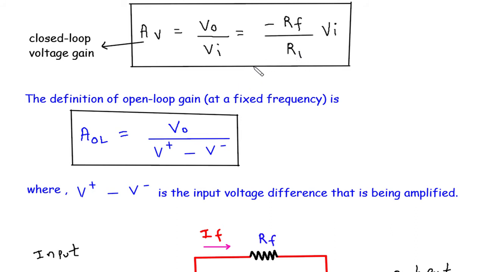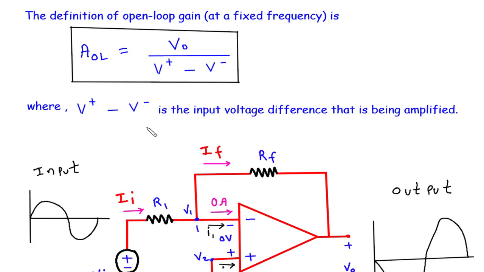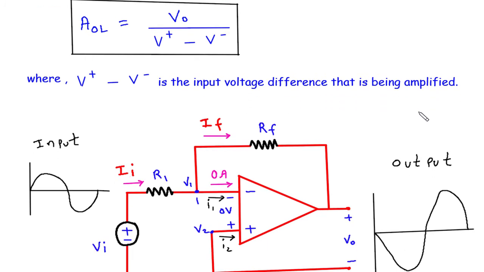Note, there are two types of gains. The one here is the closed loop voltage gain Av, while the op-amp itself has an open loop voltage gain A. The definition of open loop gain at a fixed frequency is AOL is equal to Vo by (V plus minus V minus), where V plus minus V minus is the input voltage difference that is being amplified.